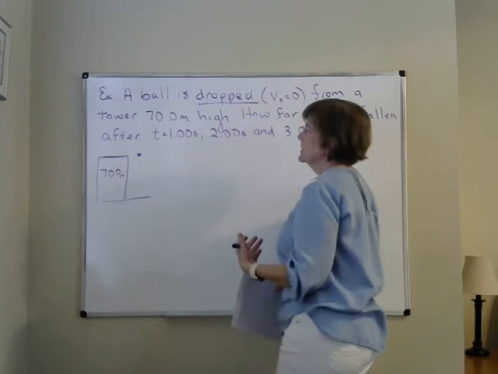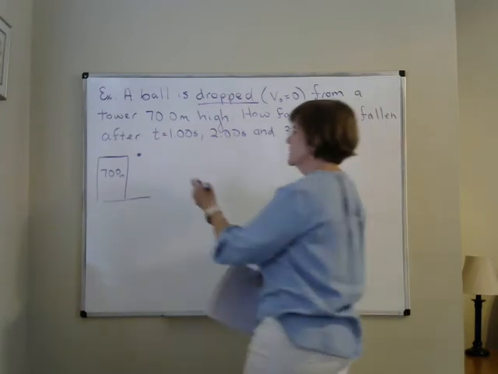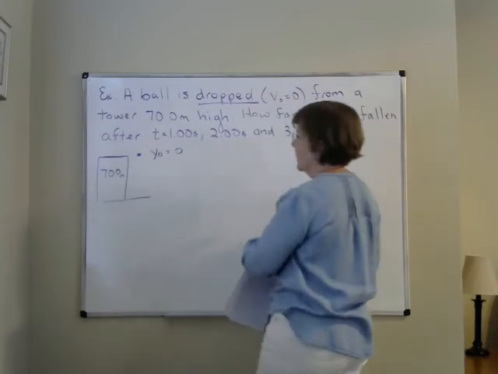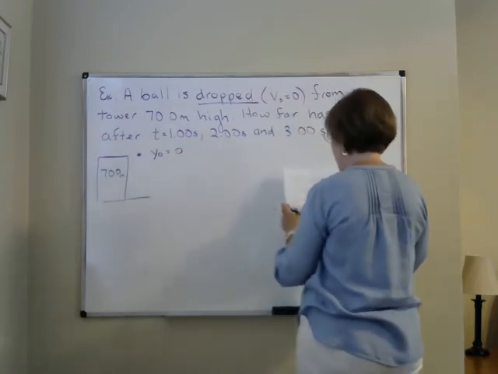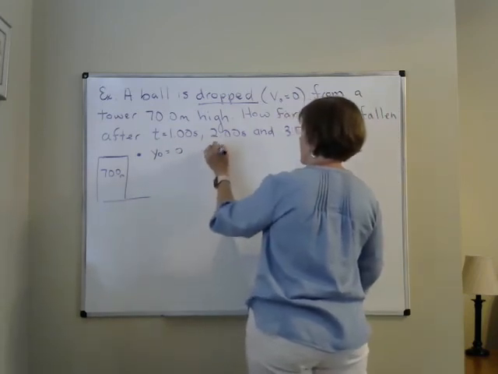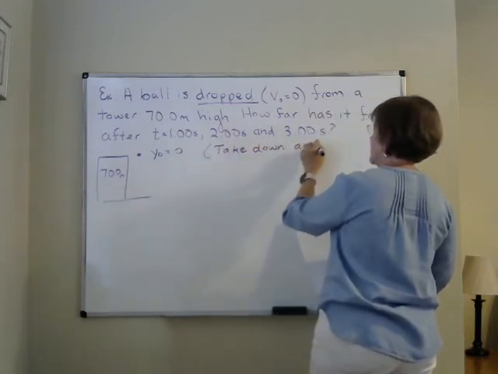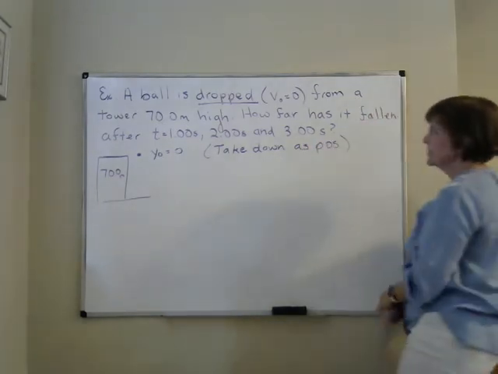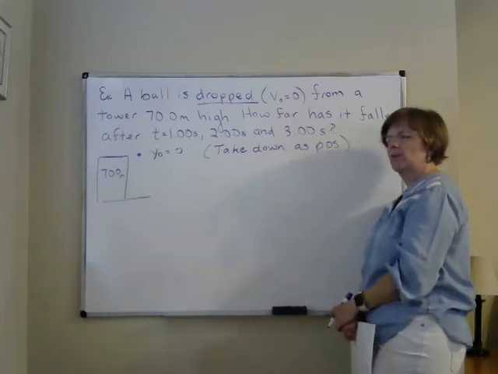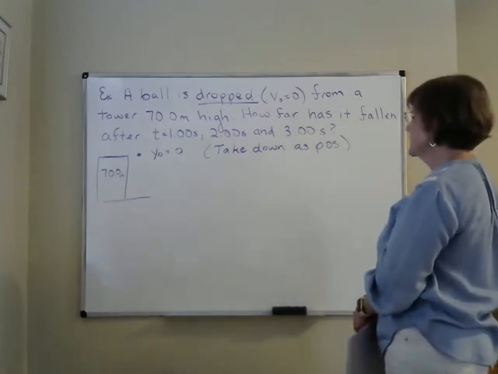In this case, since everything's happening down, we'll just let down be positive. We'll start up here and say this is y0 equals 0. How are we going to find its position? I'm going to take down as positive. That's the exception. Most of the time, I'm going to say, hey, we started at 70 meters and we hit the ground, we'll be at 0 meters. But for this example, we're going to do it the other way. So down is going to be positive.